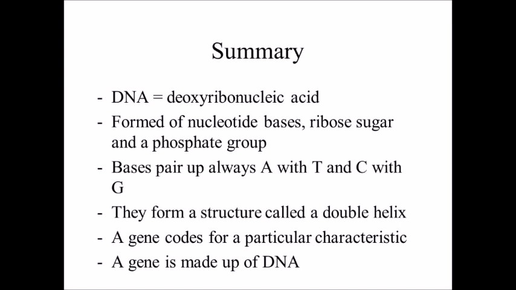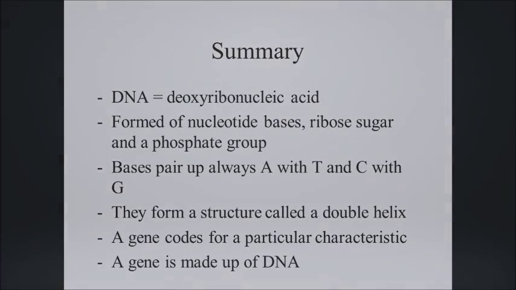The bases always pair up in a particular way, so the adenine always binds to the thymine and the cytosine always binds with the guanine, and they form this structure called a double helix, which basically looks like a coiled spring wrapped around. A gene codes for a particular characteristic, this can be something like eye colour or hair colour, and a gene is made up of loads of pieces of DNA, in some cases up to tens of thousands of pieces of DNA.